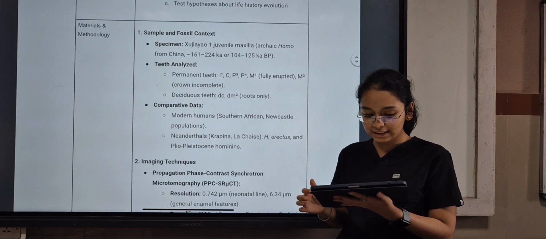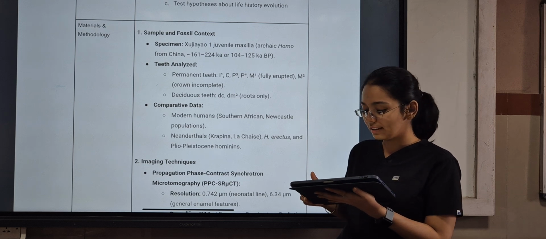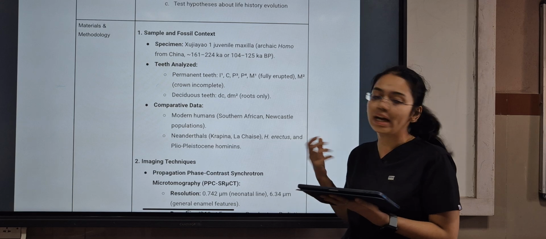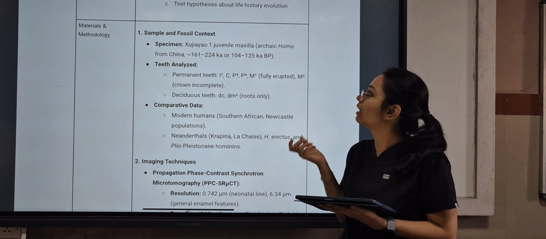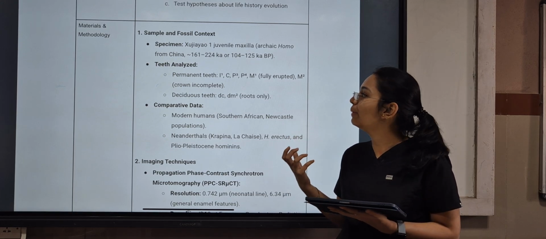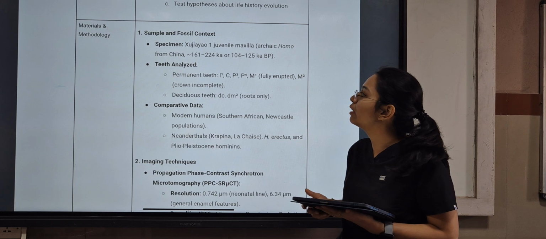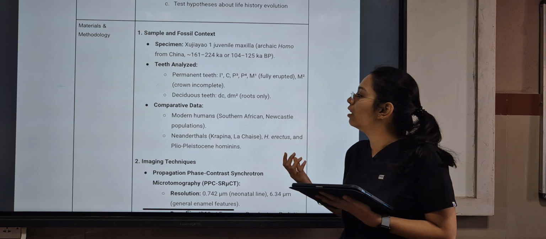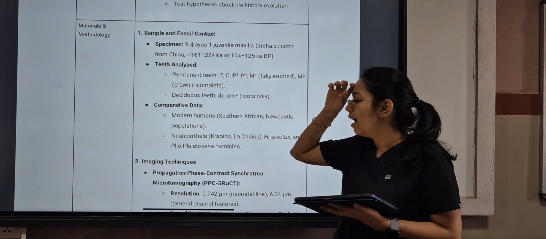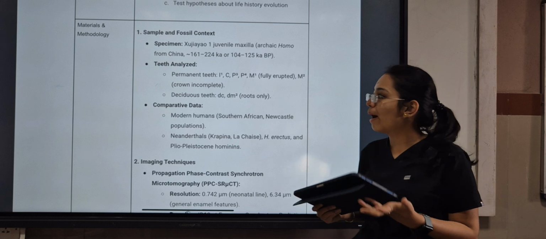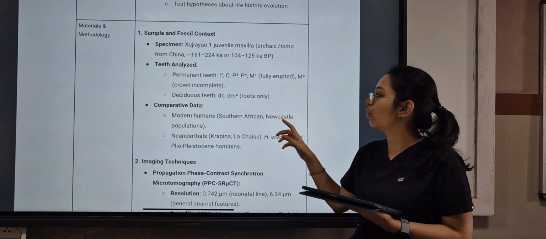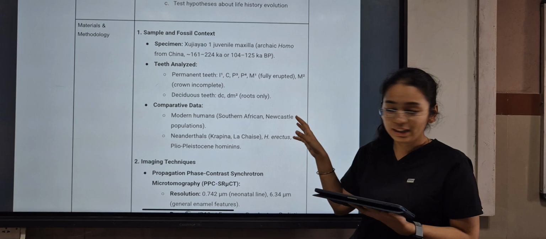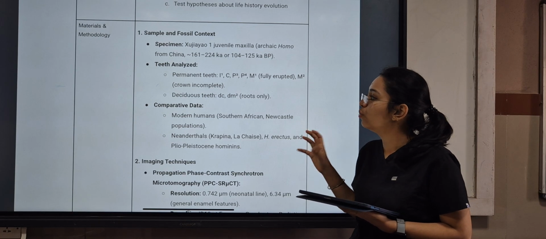So the materials used in this study are firstly the sample and the fossil context. The specimen was the Xujiayao 1 juvenile maxilla, an archaic Homo sample from China, approximately 161 to 224 Ka, which was the time period. The teeth analyzed were permanent teeth, which involved one incisor, one canine, 3 premolars, and 1 molar, all fully erupted, and 2 molars, which were incomplete.